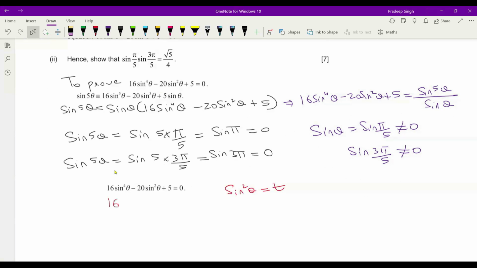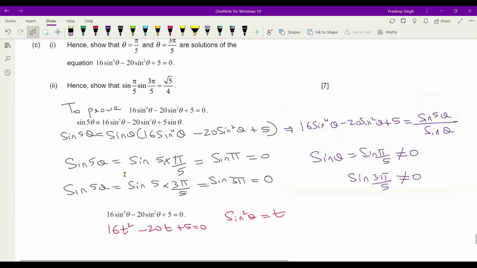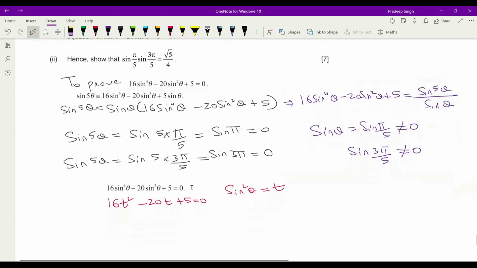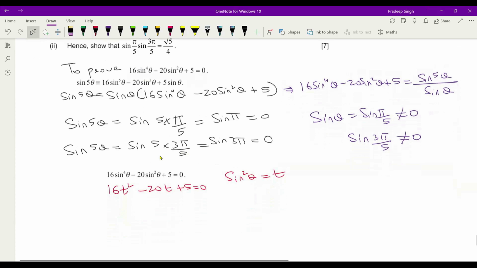Hence, we can write this expression as 16t square minus 20t plus 5 is equal to 0. Now, in part 1, we already proved that pi by 5 and 3 pi by 5 were the solutions of this particular equation, which means the two roots of this equation will be sine square pi by 5, that's the first root, and the second root is sine square 3 pi by 5.